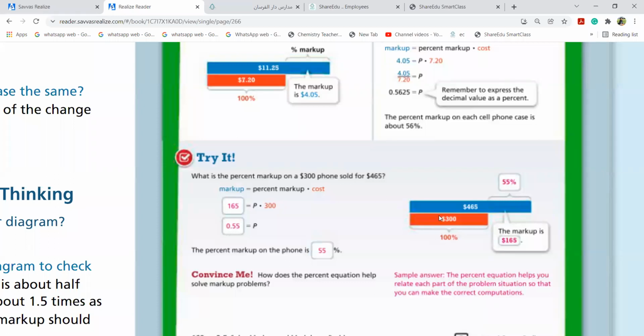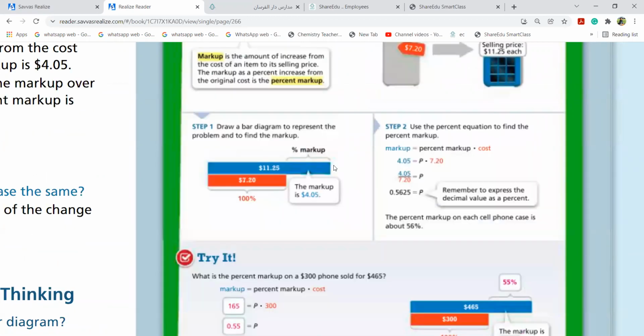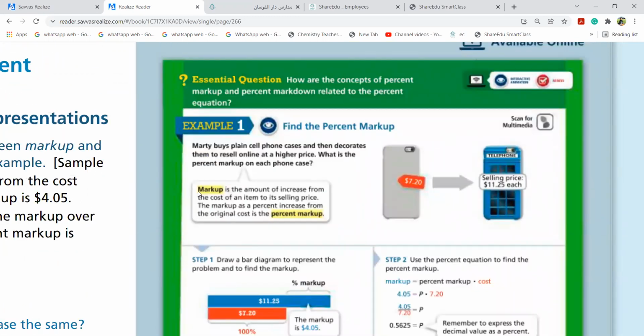What is the percent markup on the phone? This will be related to the first one, right? Okay, put a star mark. I can give you the vocabularies. Always, girls, when this is included, yellow is included for the vocabulary terms. Markup is the amount of increase from the cost of an item to its selling price. And the markup percentage increase from the original cost is the percentage markup.